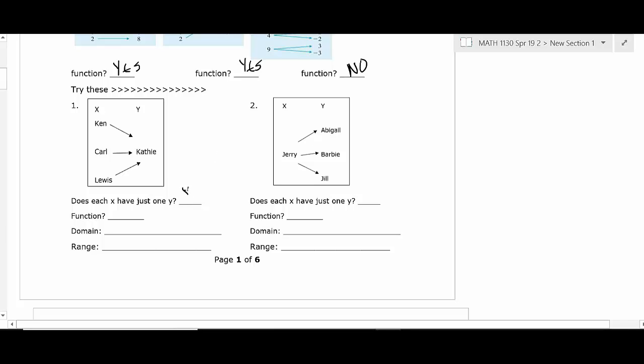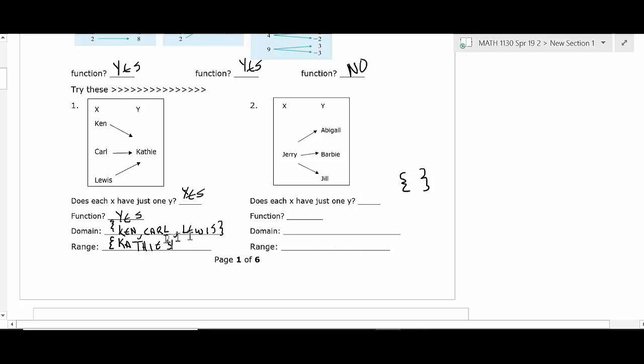Okay, so every x has one y. It is a function. Okay, the domain. What did I say domain was? Just all the x values, okay? And they can be names or whatever. So that would just be Ken, and it would be Carl, and it would be Lewis. And you represent a domain in set braces, like that. The range is whatever the y values are, so you just write that out. Okay, a real simple thing to start with.